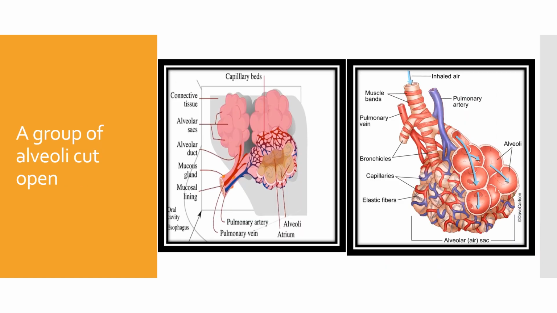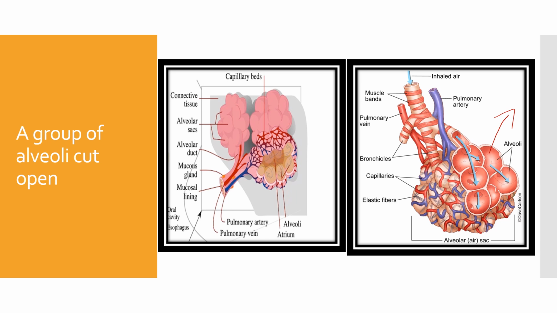Now here I have taken a group of alveoli which is cut open. See this, both the diagrams are almost similar. These are a group of alveoli. Alveoli are the actual sites of respiratory exchange. So what are these alveoli doing? They are the actual site of respiratory exchange. The exchange of gases between O2 and CO2 takes place in these alveoli.